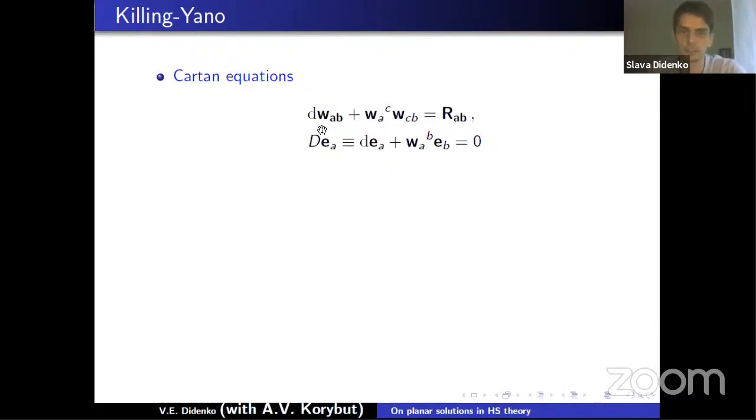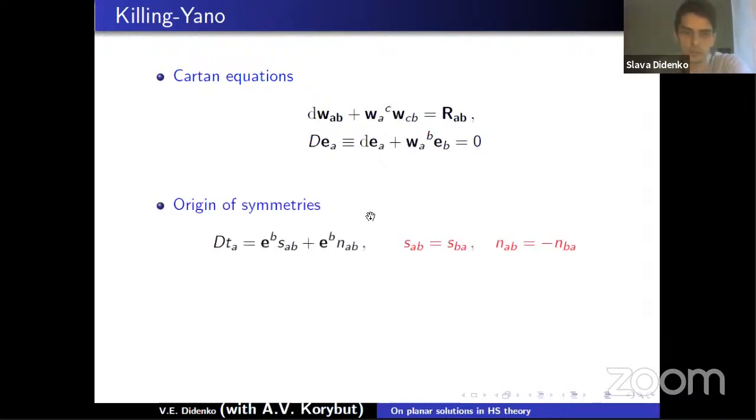So consider some space with curvature R, where W is the Lorentz connection and E is the frame field with no torsion. Then the origin of symmetries can be traced back as follows. For example, let's take some vector T here and act with a covariant differential on it. What you generally have is something which is symmetric and antisymmetric. And if you further impose, for instance, that the symmetric part vanish, then the resulting vector would be a Killing vector.